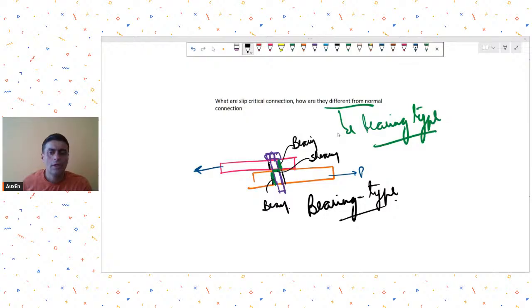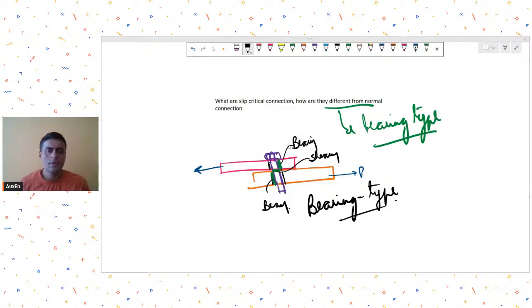Now because this is a bearing type action, and because of workmanship I should say, my hole dia is slightly larger than the bolt dia. By how much amount? Usually the hole dia is larger than bolt dia. Anyone in the live audience knows it? How much larger is my hole dia than the bolt dia?